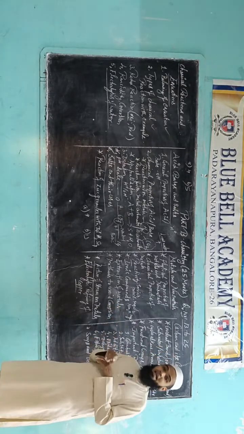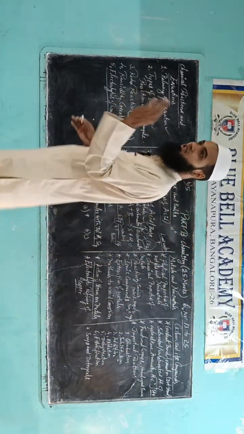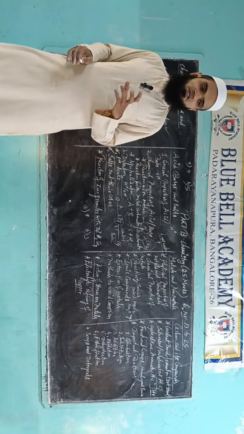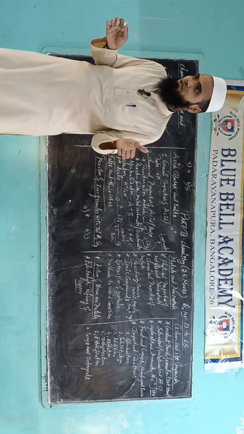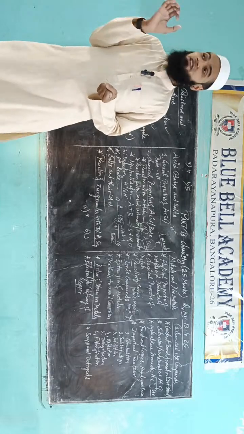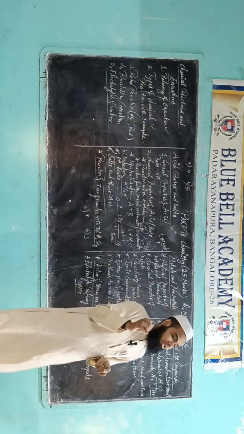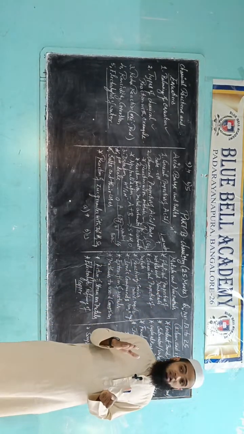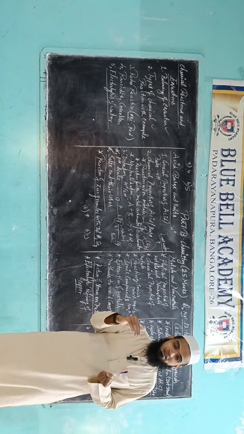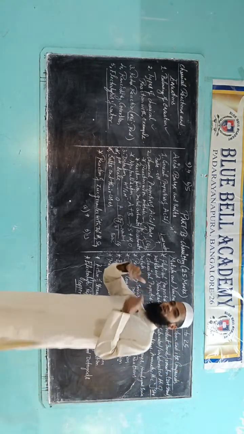The next one, extraction of metals. In extraction of metals, very importantly learn the difference between roasting and calcination. I hope every one of you knows that difference. Which type of ores will undergo roasting? Sulfide ore. Which type of ores will undergo calcination? Carbonate ores. After roasting and calcination, what is the next step?